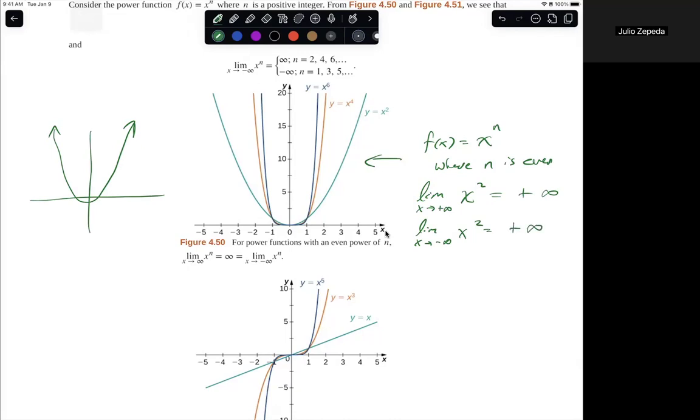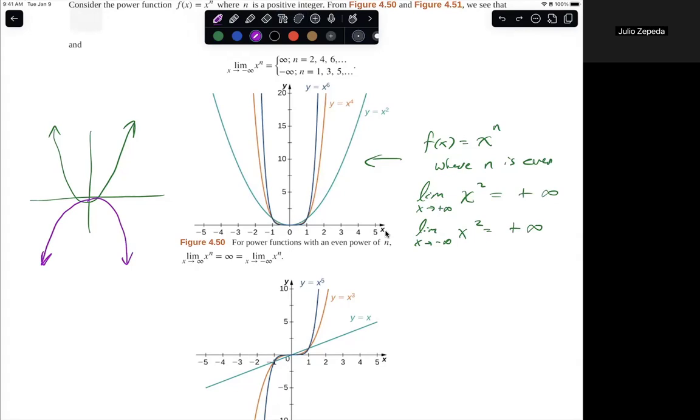Both ends go up. This can be changed if you reflect this about the x-axis, if you multiply by a -1. Then you would have a negative x squared. That negative could be factored out, and you would still take the limit of x squared, which is infinity, and then multiply that by -1, and that would give you negative infinity.